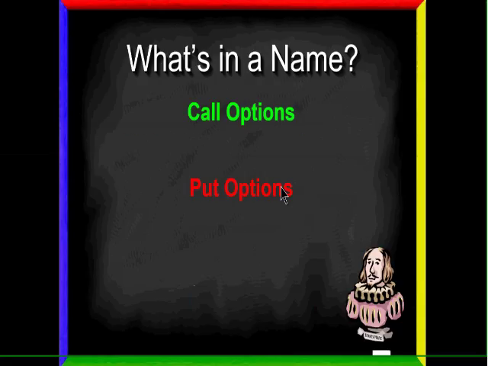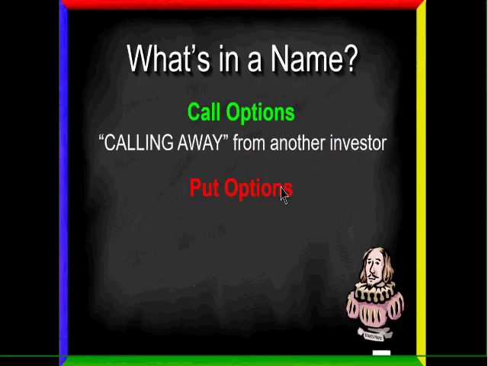Call options got their name because what you're doing is you are calling shares away from another trader. So if I buy a call option, it's almost like I'm saying, hey, Steve, you know what? I'm going to call those shares away from you. In other words, I'm electing to be the buyer.